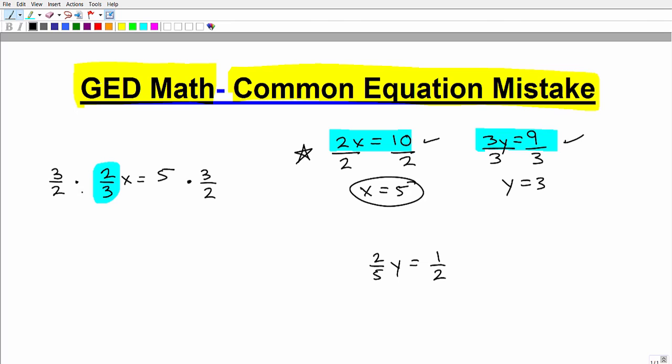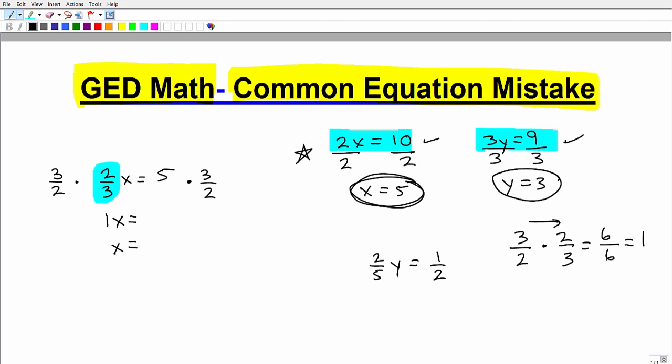So 3 halves times 2/3, this is just 1. Remember, when I'm multiplying fractions, I'll do it over here. 3 halves times 2/3, all we do is multiply across. So 3 times 2 is 6 over 2 times 3 is 6. 6 divided by 6 is 1. So this is just going to be 1x, or simply just x. We don't write the 1 in front of it. But this is what we're looking for. If you look here, x is equal to 5 or y is equal to 3.